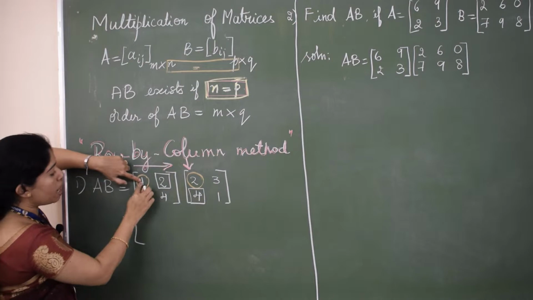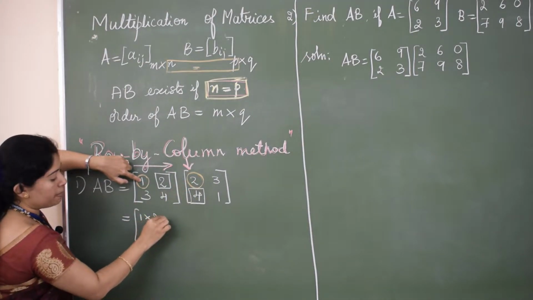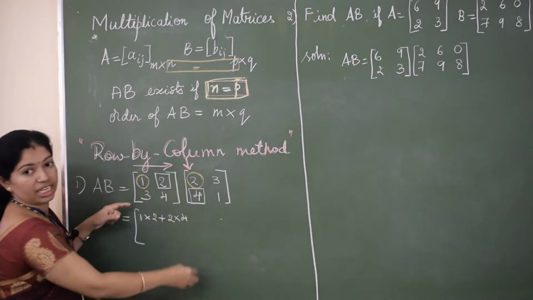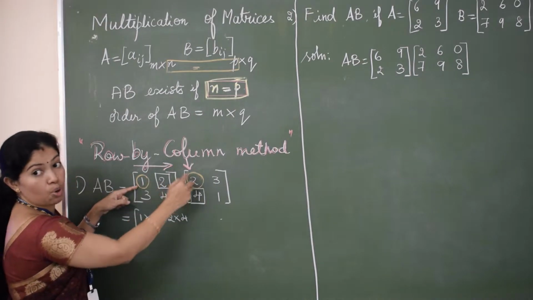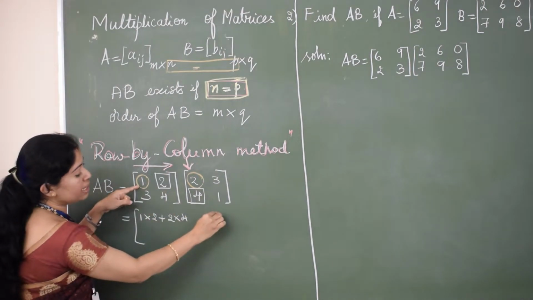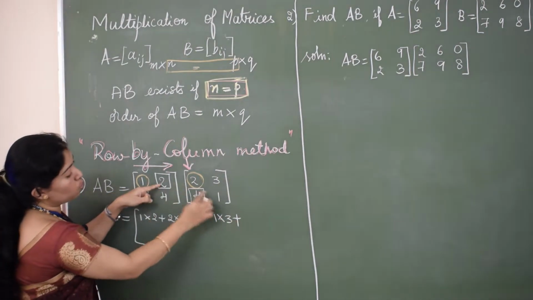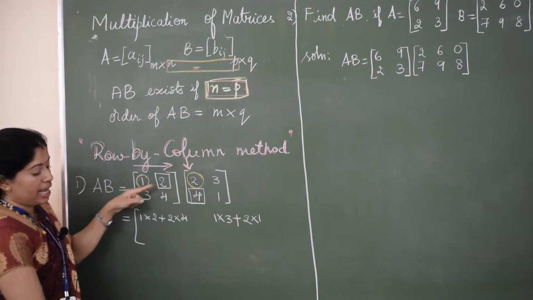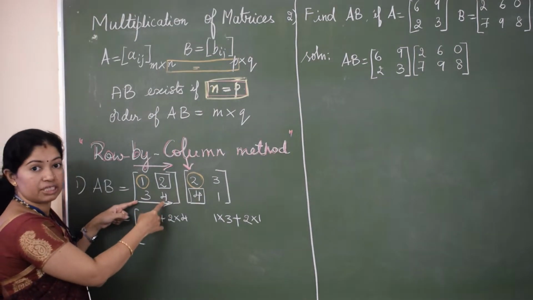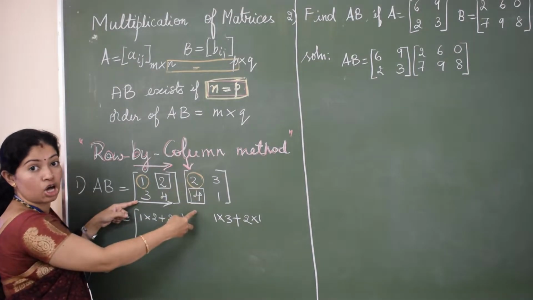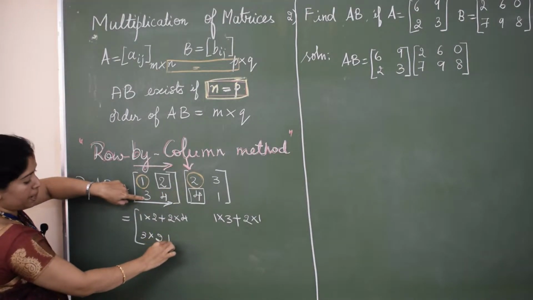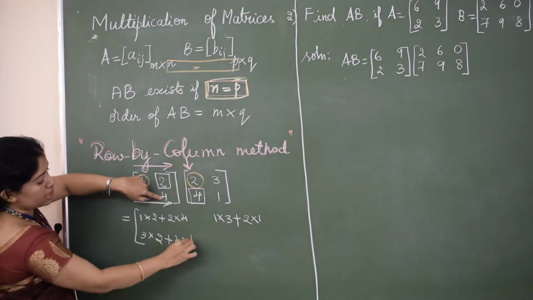So here, 1 into 2 plus 2 into 4. Next, for this entry, we have to take the first row and multiply with the corresponding elements of the second column. So it is 1 into 3 plus 2 into 1. Next, coming to this one, it is in the second row, so we take the second row of the first matrix and multiply with the first column's corresponding elements. See, 3 into the first element 2 plus 4 into the second element 4.